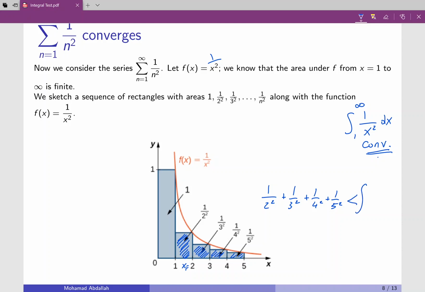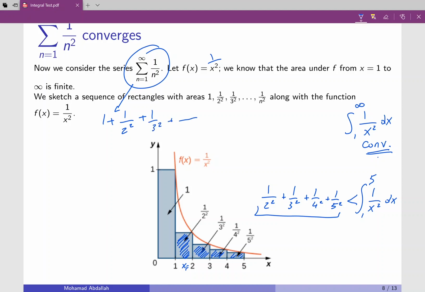And the actual area is the integral from 1 to 5 of 1 over x squared dx. But over here, I'm missing something. I'm missing the number 1, because the series I have is 1 plus 1 over 2 squared plus 1 over 3 squared and so on. Here I'm starting at 1 over 2 squared. To get this one, add it to both sides. So I get 1 plus 1 over 2 squared plus 1 over 3 squared plus 1 over 4 squared plus 1 over 5 squared, which is less than 1 plus the integral from 1 to 5 of 1 over x squared dx. Now let's generalize this.